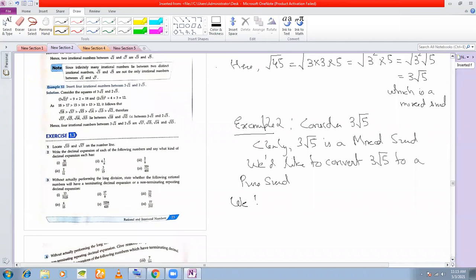So we have 3 root 5. Now look at this very carefully. See that this 3 here is outside the radical, right? Now we would like to make this 3 enter this radical. If we make this 3 enter this radical, then this 3 will simply become the square. When it enters the radical, it becomes the square, and this 5 we write as a multiplication. So that now it becomes root over of 9 into 5, which is square root 45. Now this is a pure surd.